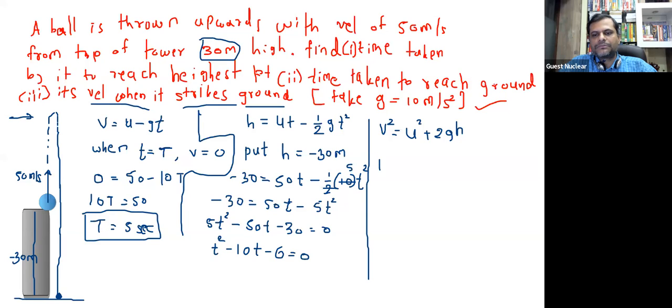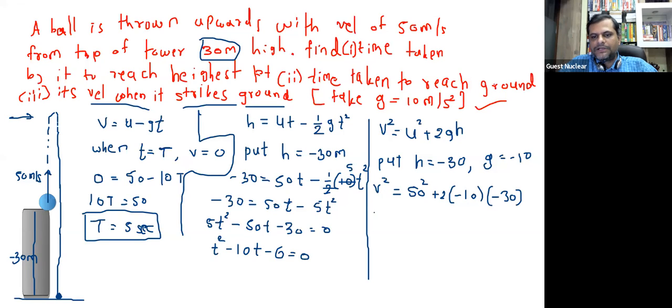Yes, so put h is equal to -30 and obviously g is equal to -10. या यहाँ पे ही माइनस साइन ले लो तो भी चल जाएगा, ठीक है? तो v square is actually going to be equal to u square. u मतलब कितना यहाँ पे 50 और उसका स्क्वायर प्लस 2 इंटू जी के बदले आएगा -10 और h के बदले आएगा -30. करेक्ट है?